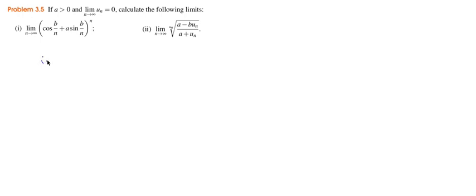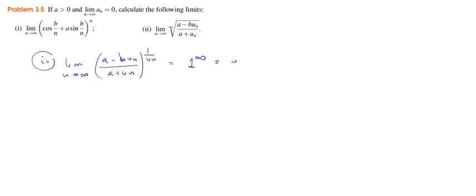Now in the second, we have the limit when n goes to infinity of a minus b times u sub n over a plus u sub n, to the 1 over u sub n. And again, this is a minus something that is going to 0, divided by a plus something that is going to 0, so it's 1, and then 1 over 0 is going to infinity. So again, just like before, this is e to the c, and c is the limit when n goes to infinity of 1 over u sub n, times a minus b u sub n over a plus u sub n, minus 1.